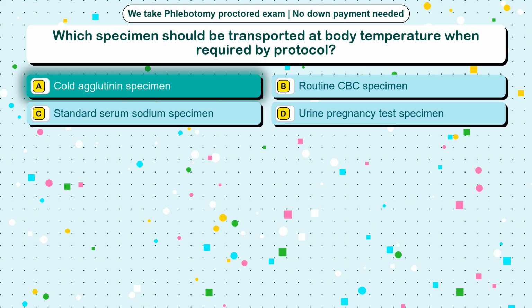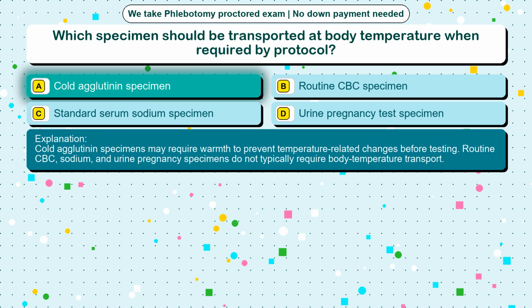The correct answer is option A. Cold agglutinin specimen. Cold agglutinin specimens may require warmth to prevent temperature-related changes before testing. Routine CBC, sodium, and urine pregnancy specimens do not typically require body temperature transport.